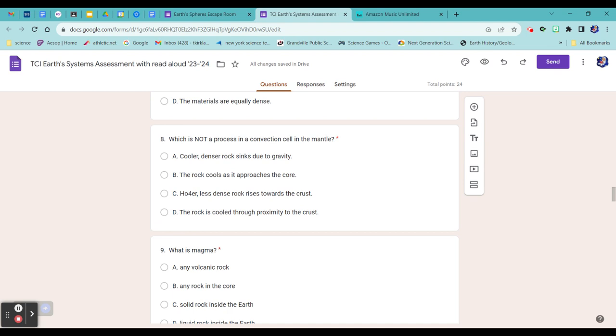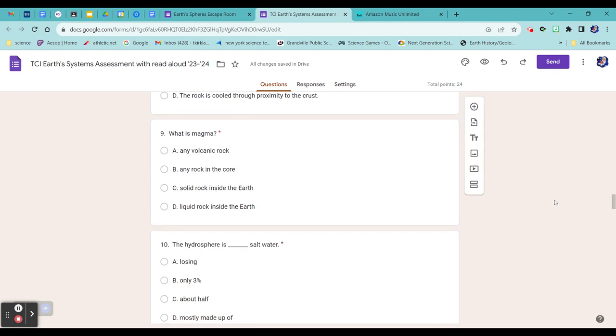8. Which is not a process in a convection cell in the mantle? A. Cooler, denser rock sinks due to gravity. B. The rock cools as it approaches the core. C. Hotter, less dense rock rises towards the crust. D. The rock is cooled through proximity to the crust.